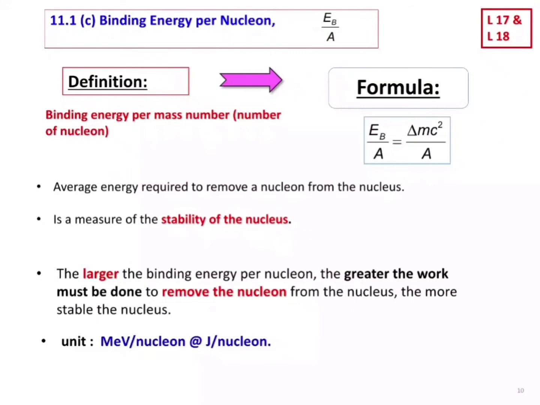Okay, so for 11.1C, we look at the binding energy per nucleon. The symbol for binding energy per nucleon is EB. EB stands for binding energy over A, where A is the nucleon number. First of all, we look at the definition of binding energy per nucleon: binding energy per mass number, where A is the mass number or nucleon number. The formula is delta M C squared, which is the formula for the binding energy, over A, the nucleon number.